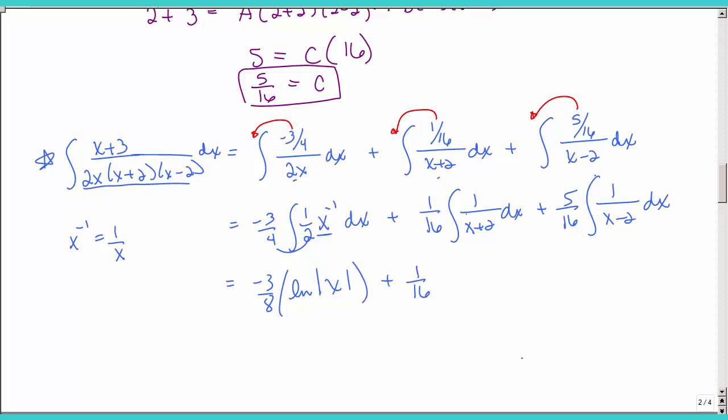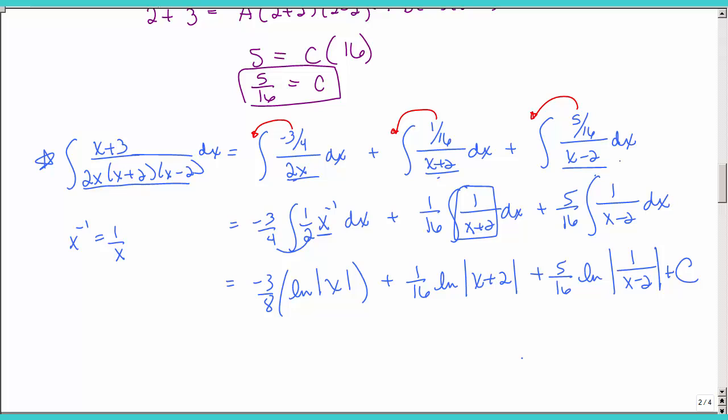This is going to be 1/16, and in fact this is going to be also the natural log of the absolute value of x plus 2. We have 5/16 times the natural log of the absolute value of x minus 2. You will see as we work partial fractions, you get lots of natural logs because you usually end up with your variable in the denominator and just a constant in the numerator. Now, I will warn you that lots of books do some really cool things to join up all those natural logs by using your natural log properties. You don't have to do that for me.